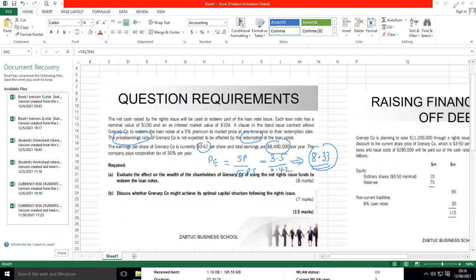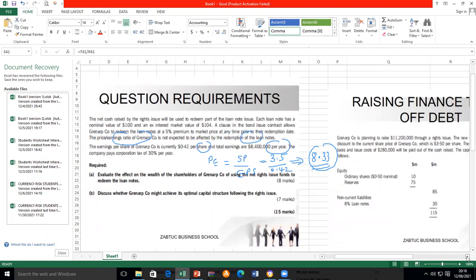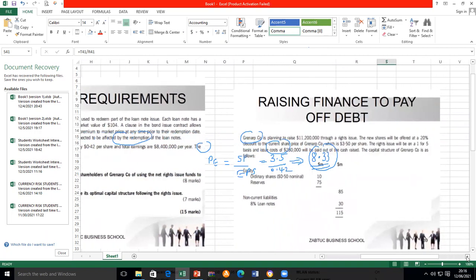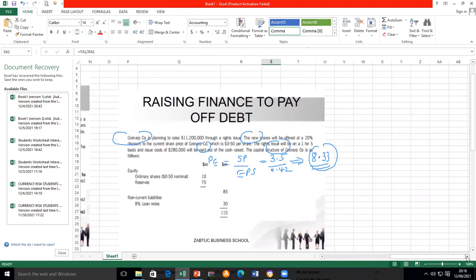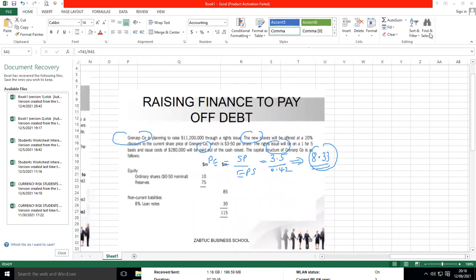Let's calculate the share price. And this is why I brought this question. Why I brought this question is for you to do a PE-based valuation. That's what I want you to do. A PE-based valuation. That is all I want you to do.